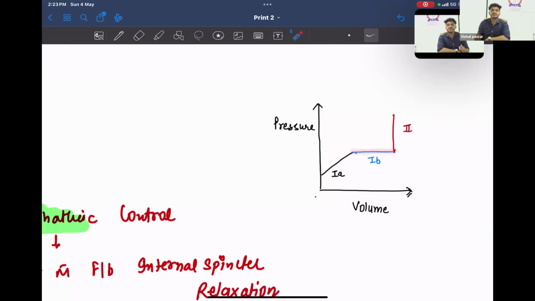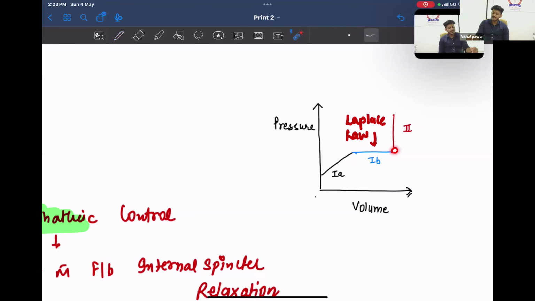Then what happens? Like you are sitting, most of you are sitting in the class. Now you are in the 1B stage. 1B stage means you are having an increase in the volume. Your bladder is getting filled, but do you feel the pressure? Are you feeling the urge to go? No, you are not feeling that, right? So this phase is known as Laplace law. This phase 1B is based on Laplace law.